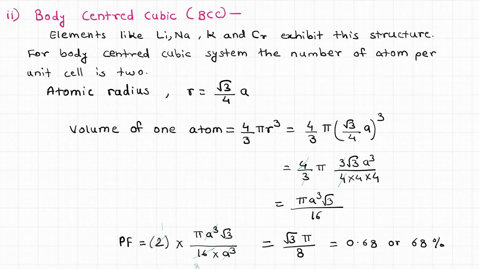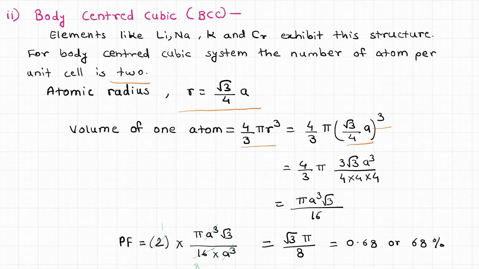For body-centered cubic system, the number of atoms per unit cell is 2. Atomic radius for BCC is r is equal to root 3 by 4 into a. Therefore, volume of one atom is equal to 4 by 3 pi r cube. Here r is equal to root 3 by 4 into a. Therefore, 4 by 3 pi (root 3 by 4 a) whole cube.